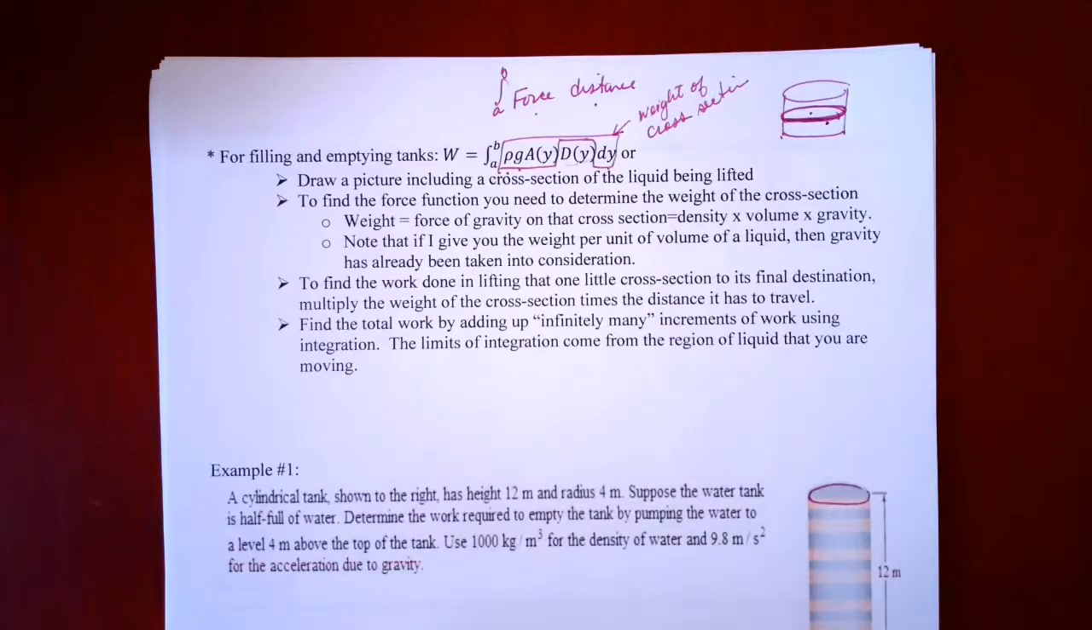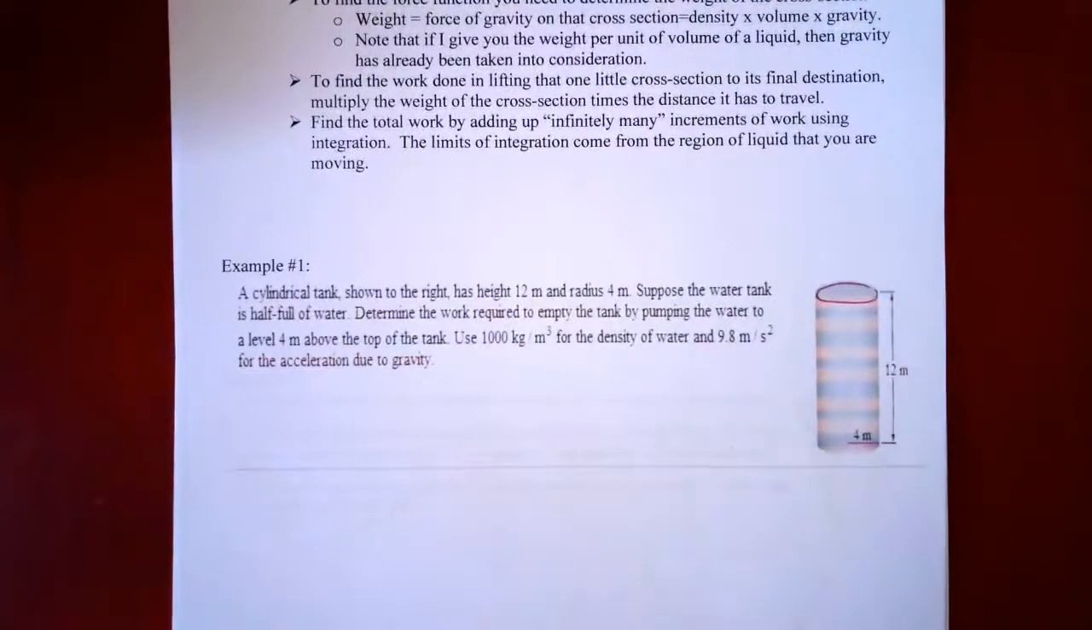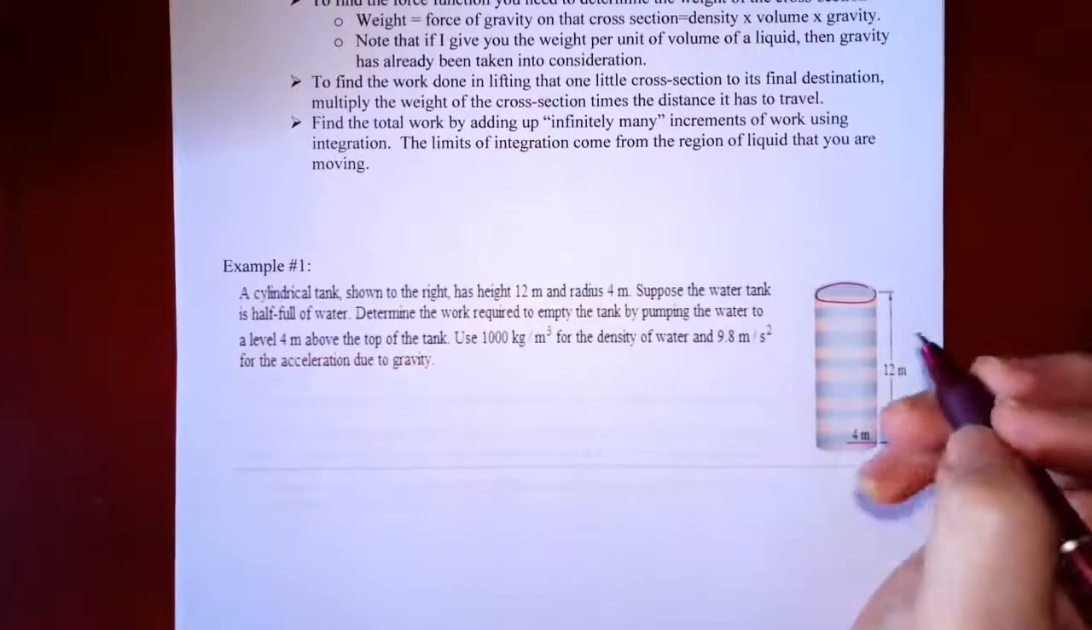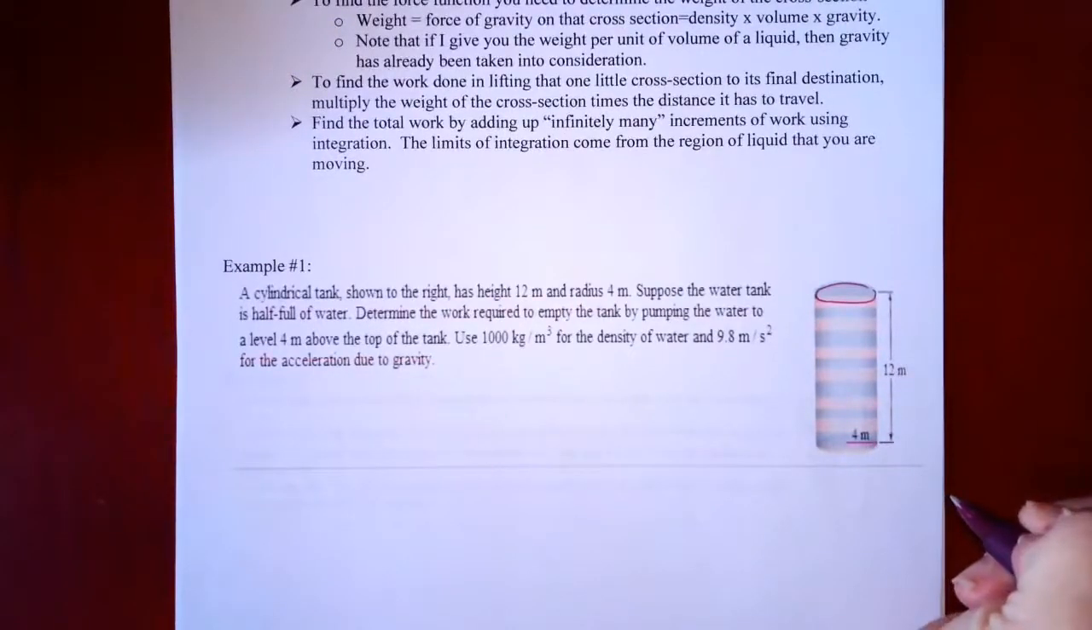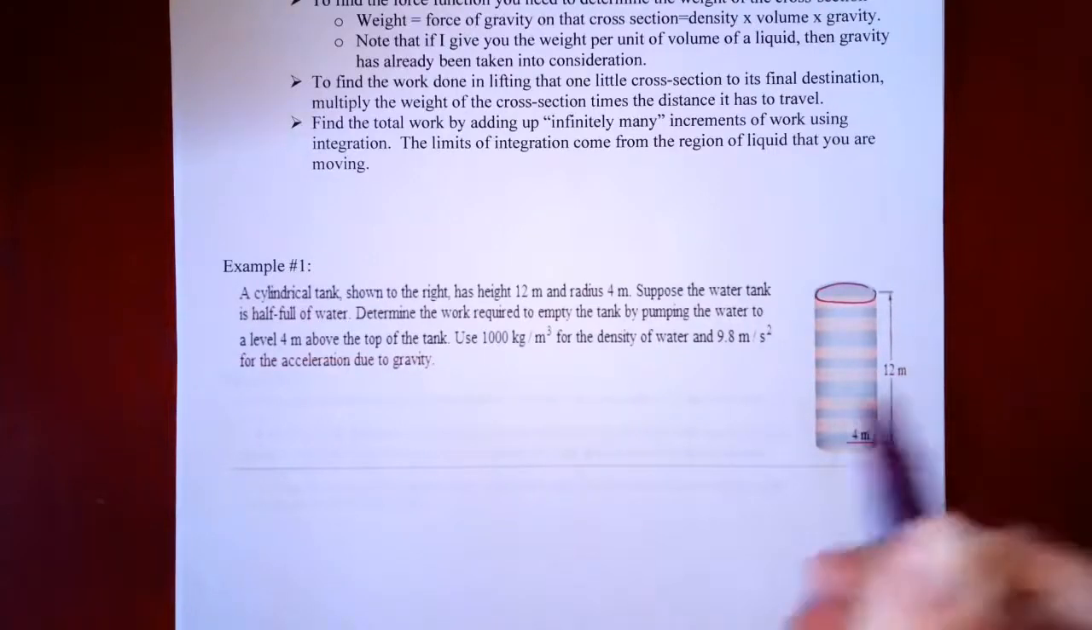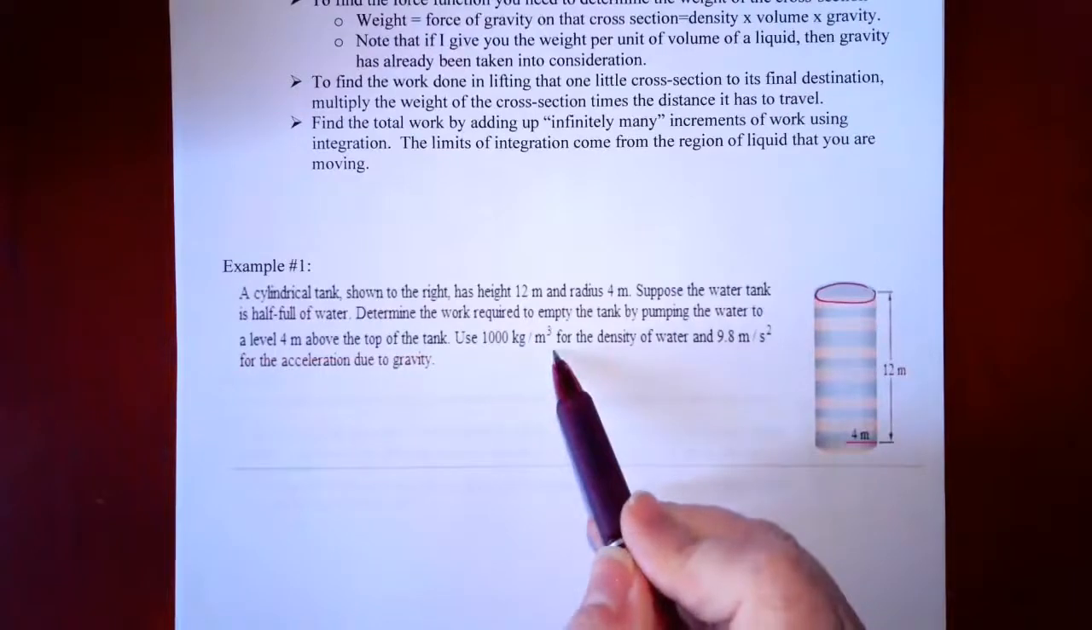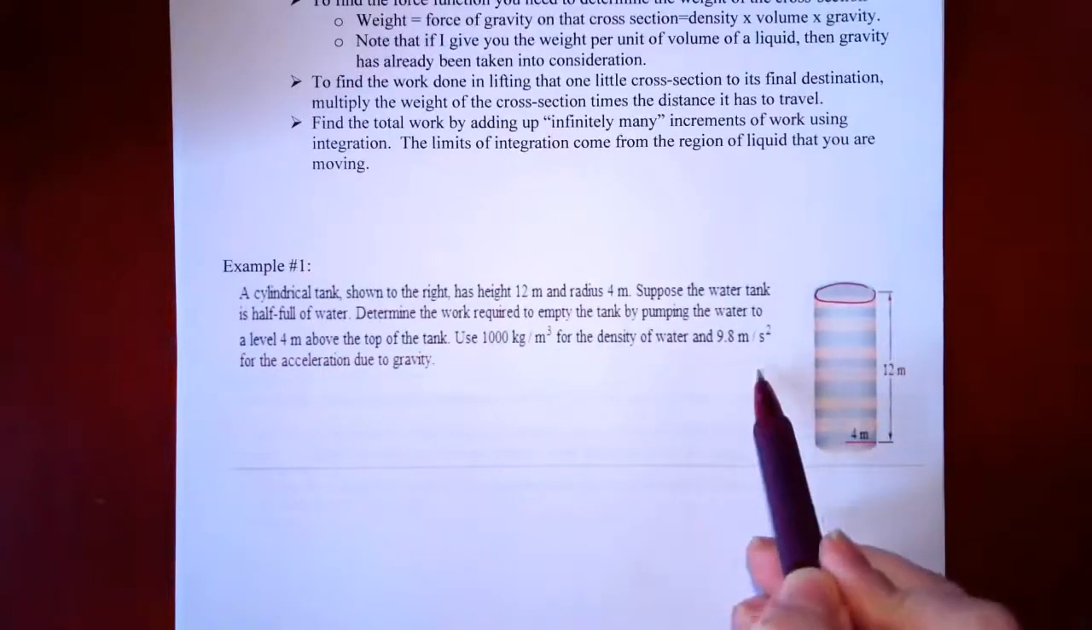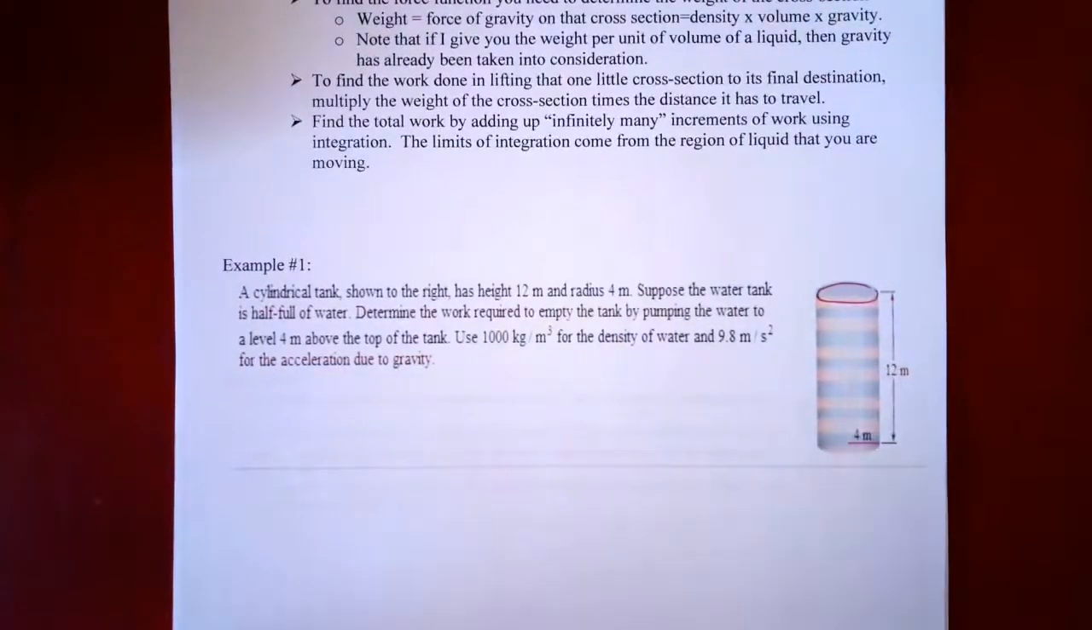Okay, so let's look at a cylindrical tank that has a radius of 4 meters and a height of 12 meters. It is half full of water. We want to find the work required to empty the tank by pumping the water to a level 4 meters above the top of the tank. Okay, and we're going to use 1,000 kilograms per cubic meter for the density of water and 9.8 meters per second squared for the acceleration due to gravity.